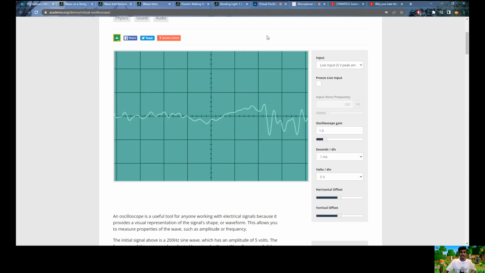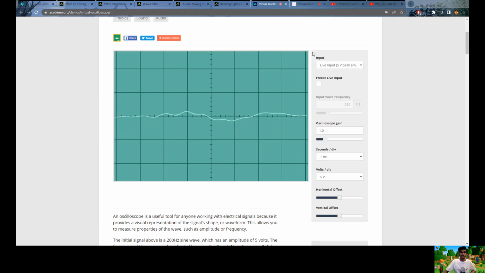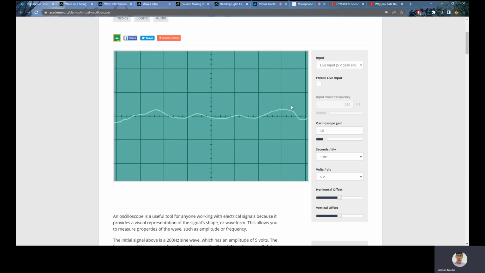This last thing I'm looking at is a virtual oscilloscope, which is basically a sensor that represents sound waves as transverse waveforms. So as I'm speaking now, it's using my microphone to measure the frequencies and plot them on this scope. So this is again something I just want you to play around with to see how different sounds create different waveforms. So try to whistle.